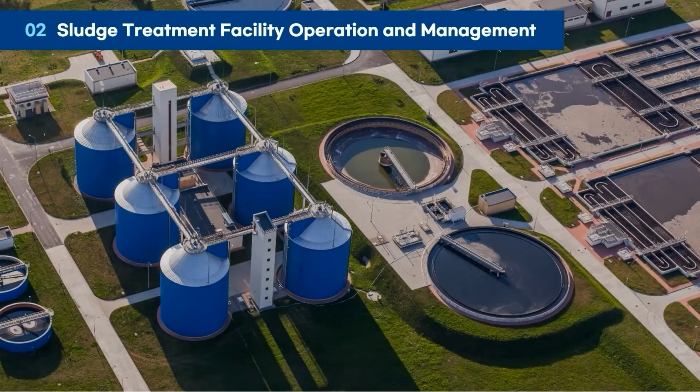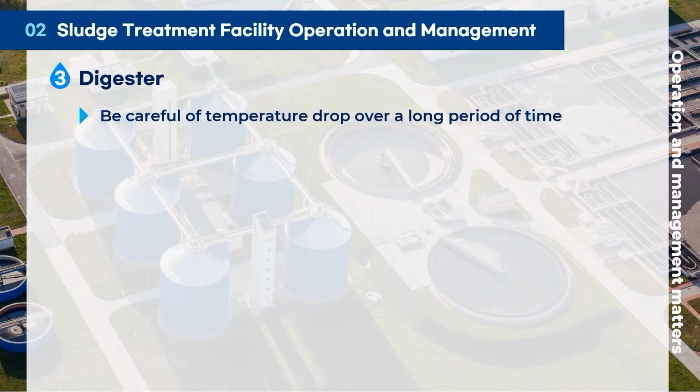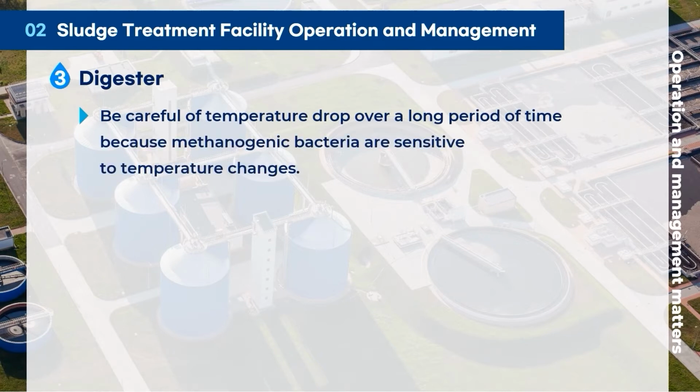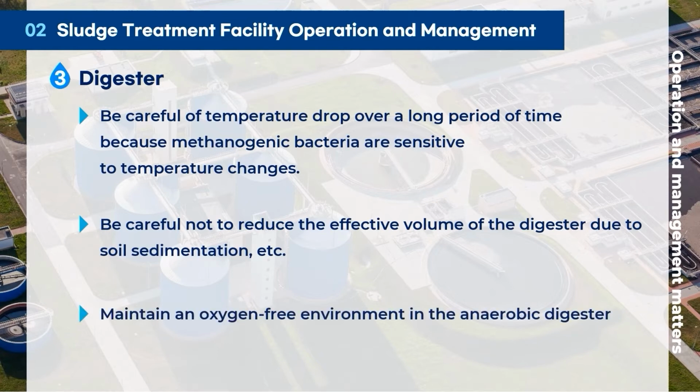Also, methanogenic bacteria inside the digestion tank are sensitive to changes in temperature, so caution must be used for temperature reductions over a long period. And care must be taken to keep the effective volume of the digestion tank from being reduced due to sedimentation. Inside the anaerobic digestion tank, an oxygen-free environment must be maintained, and sludge must be sufficiently stirred and mixed to increase digestion efficiency.